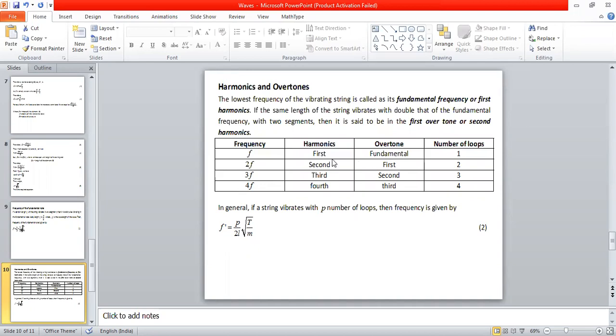If the first harmonic frequency is f, the second harmonic is 2f, the third harmonic is 3f, the fourth harmonic is 4f. Or, the first overtone frequency is 2 times that of the fundamental frequency, the second overtone has a frequency 3 times that of the fundamental frequency, and the third overtone has a frequency 4 times that of the fundamental frequency. Okay? Yes, sir.